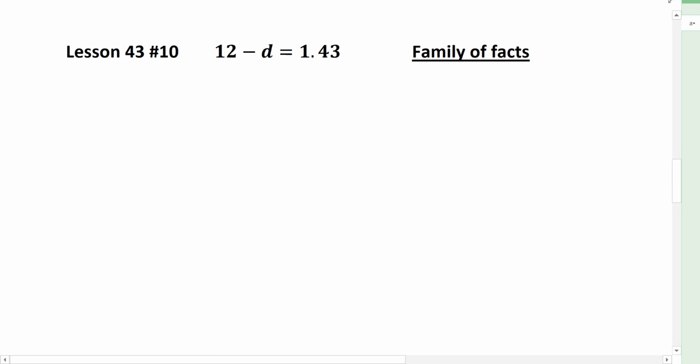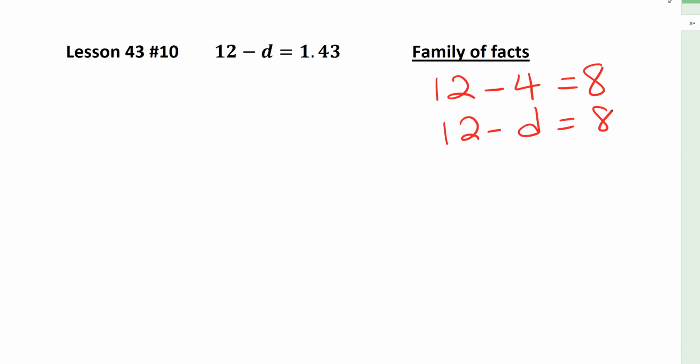So if I have this problem here, 12 minus d equals 1.43, and I have no idea what that thing is, think about it. If you had an equation like 12 minus 4 equals 8, you know that's an easy equation. What if it was 12 minus d equals 8? Well, you know d is 4 because you just wrote that equation. But how could you figure out what d was if you didn't know? How could you get 4 if you have the 12 and you have the 8? You subtract 12 minus 8, and that'll give you the 4.